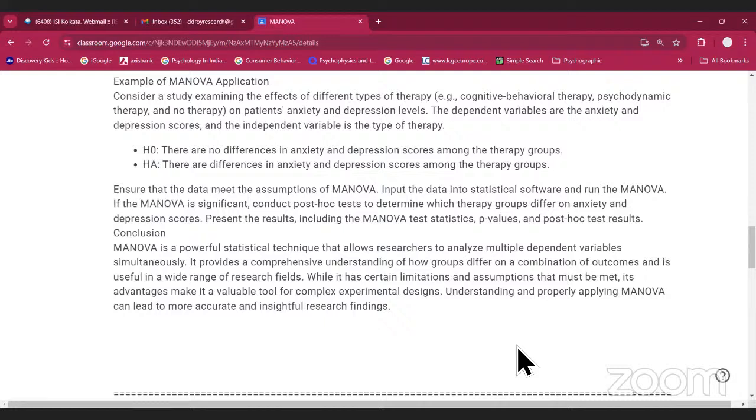Yes, sir, I have a question. Sir, after doing the post hoc, how is the ANOVA helpful? Why do we do that? And what implications will it have? Yeah, if you find that the MANOVA is significant, then you can do the ANOVA.